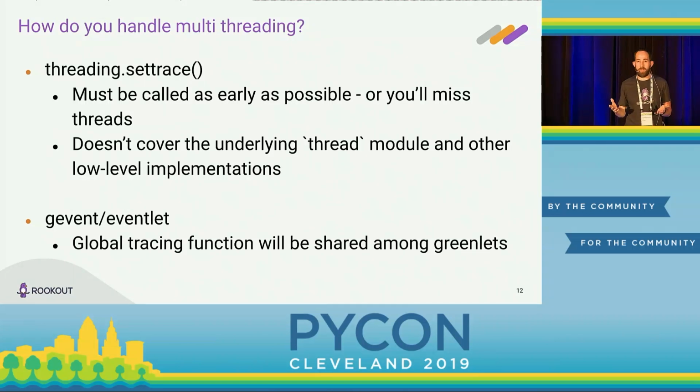On a happier note, if the application you are debugging is using an event loop-based concurrency model, such as gevent or eventlet, then for all Python kernels, there is only one thread. So as soon as you've called sys.settrace, you are set, and all the greenlets will share your global trace function.